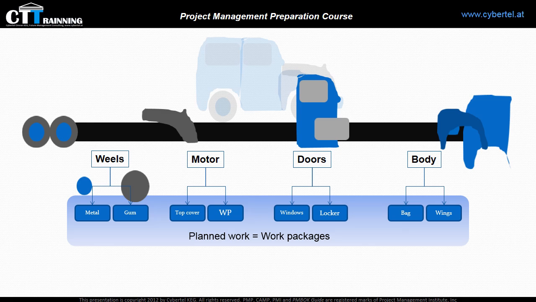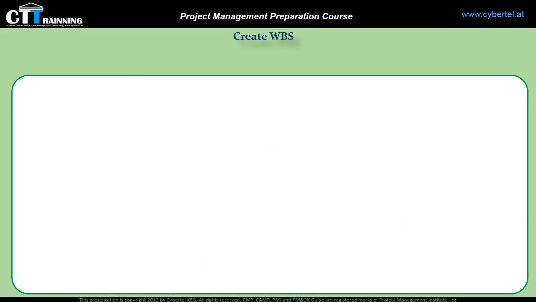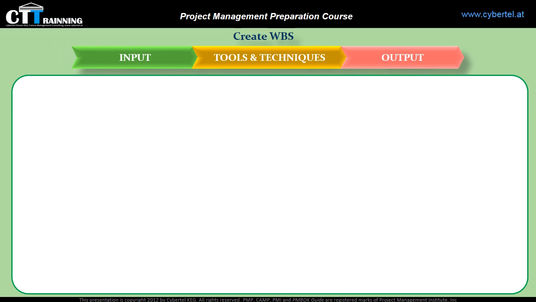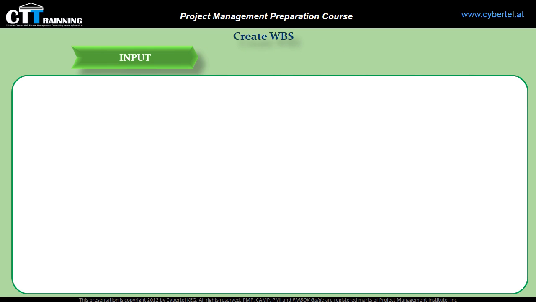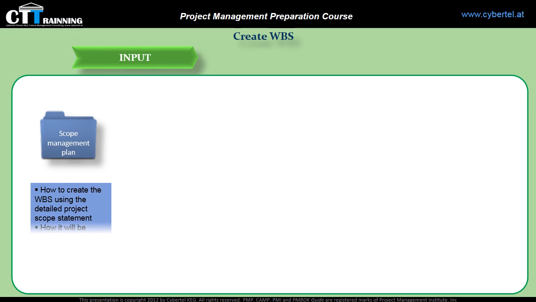Now let's see what we need to create the WBS. Input. The first input is the scope management plan. The scope management plan tells us how to create the WBS using the detailed project scope statement and how it will be maintained and approved.